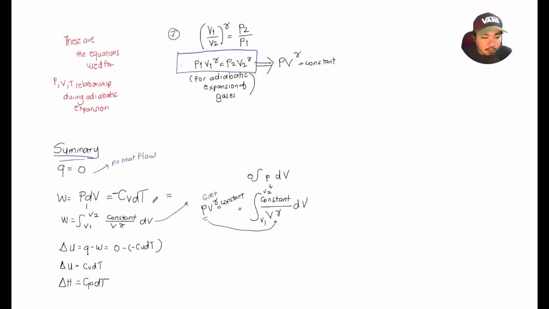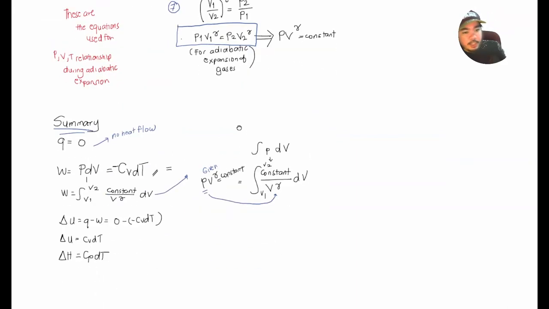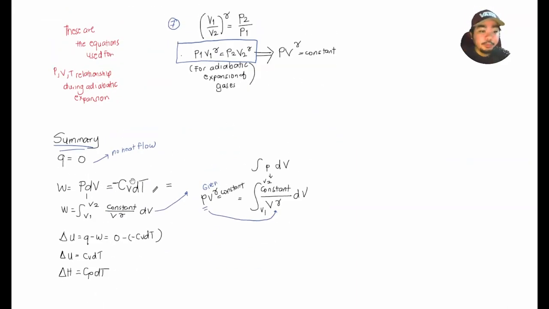So the summary is Q equals zero. We have no heat flow when we have an adiabatic system. Your work done is equal to P dV, which is equal to negative CV dT. And again, this was established through equivalence. With the work done, you'll notice that work is equal to negative CV dT.